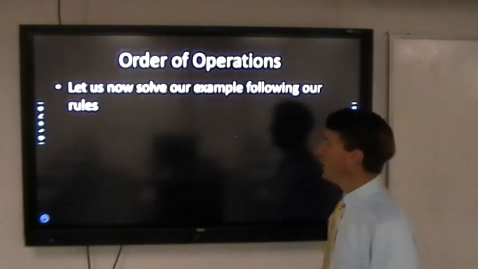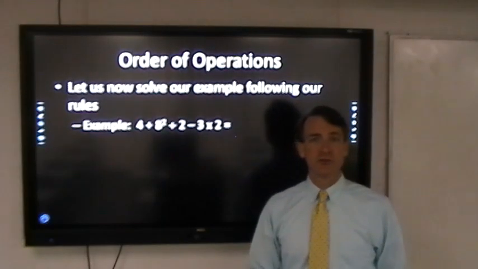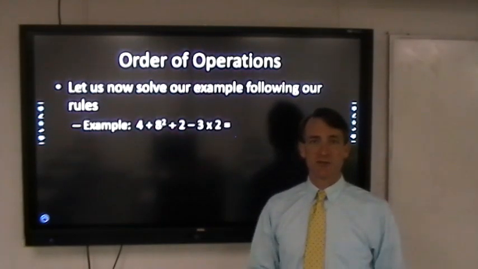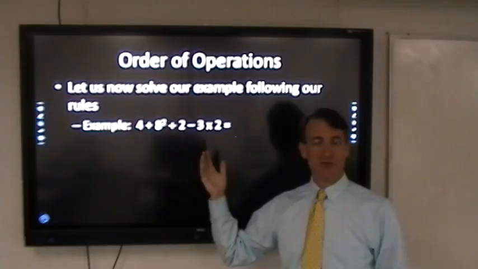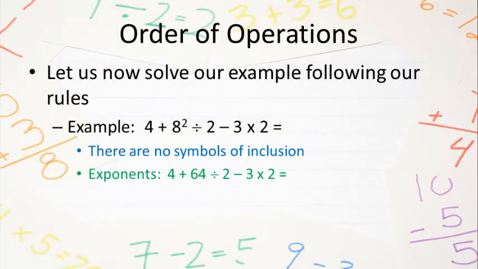So let's try one out. Let's say we have this example that I used earlier, but this time we're going to come up with the correct answer by following the proper order of operations. Do you remember what's first? The first step is to do all my symbols of inclusion, such as the parentheses. But there are none here. So I can skip that step and go straight to the second step, which is my exponent. My exponent is a 2 on the 8, so if I go 8 squared, that gives me 64.